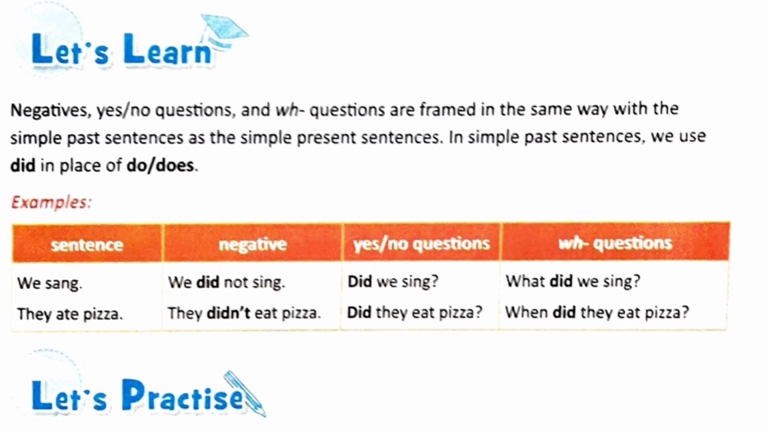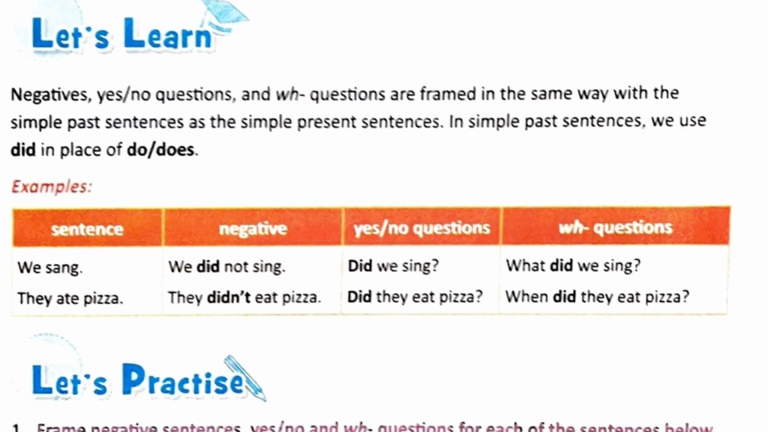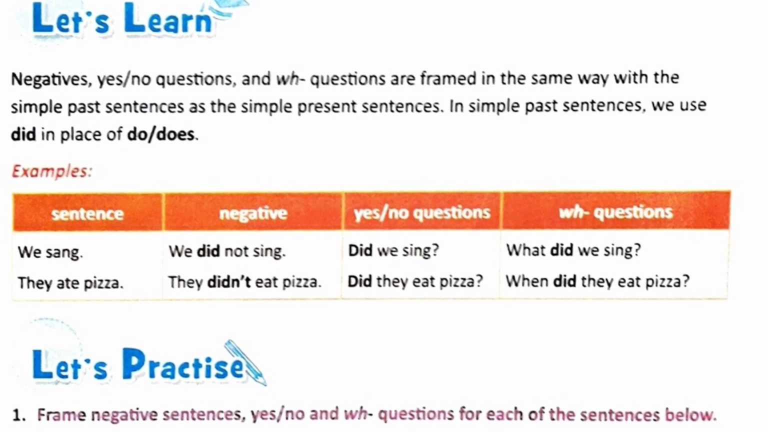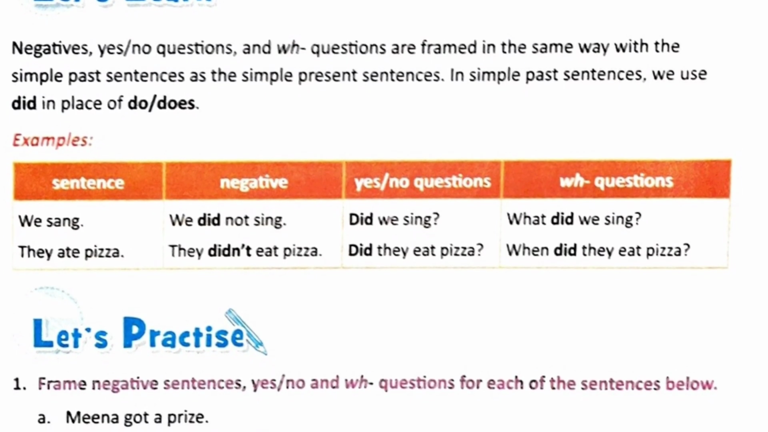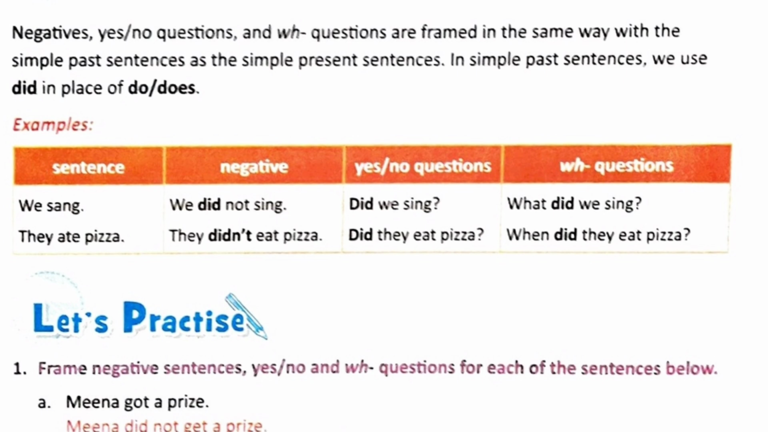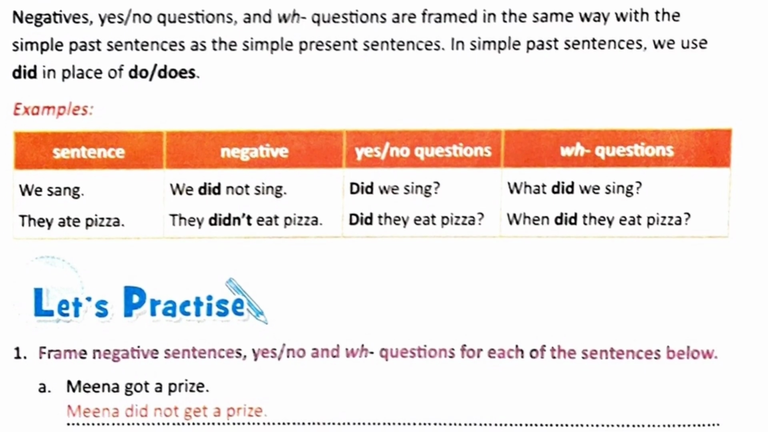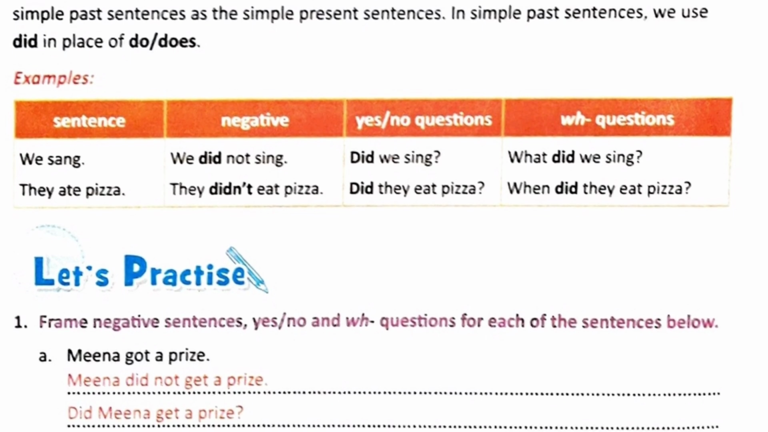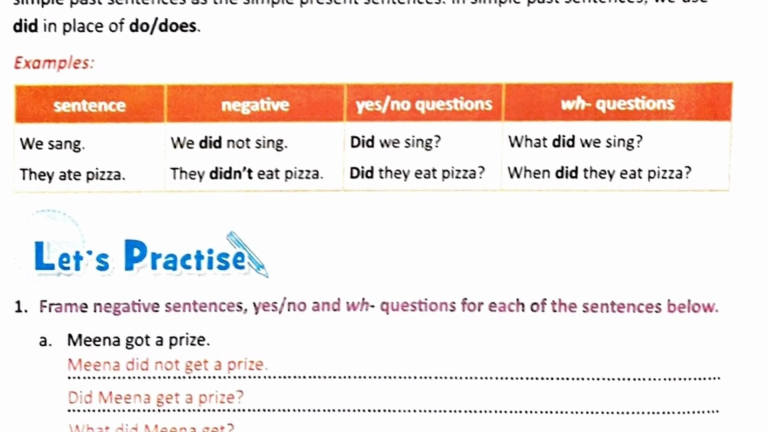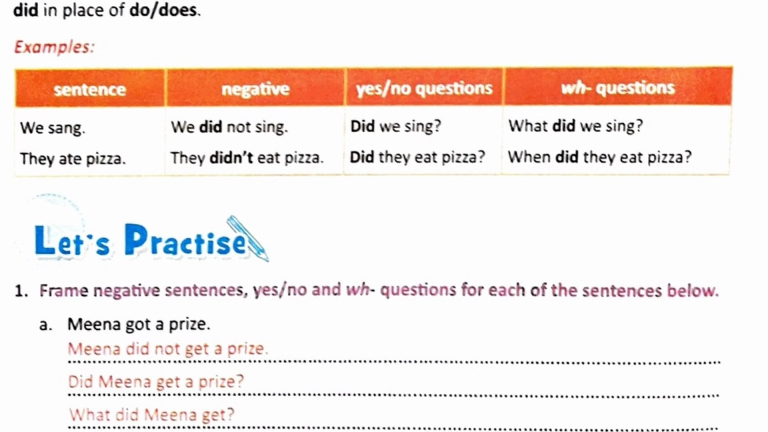Frame negative sentences, yes-no questions and WH questions for each of the sentences below. The first one is "Meena got a prize." Now "got" is the simple past form of the verb "get." So these sentences would be formed using the verb "did." So the negative sentence is "Meena did not get a prize."